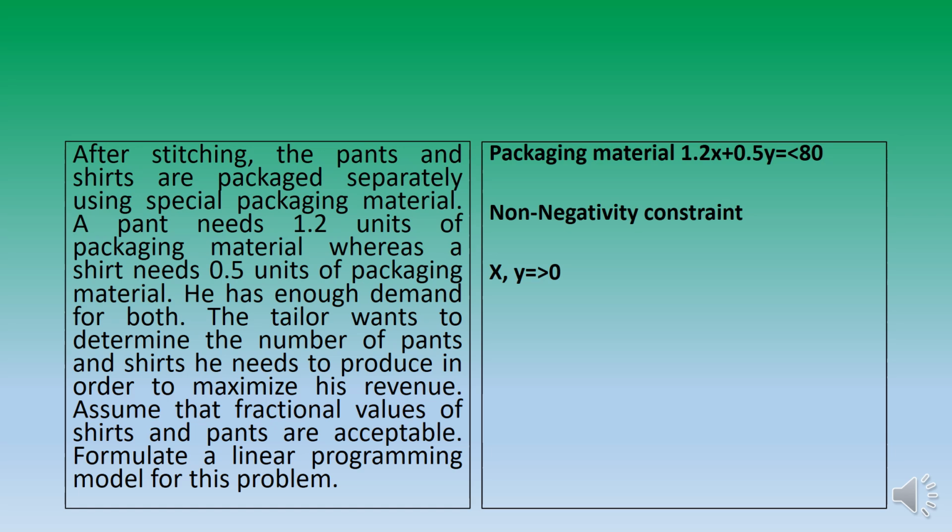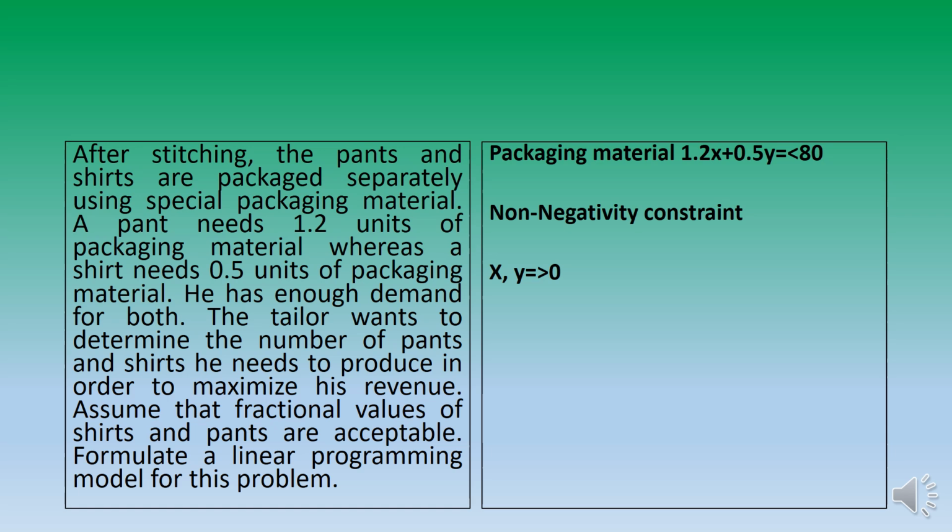The last is the non-negative constraint. We already know that no fewer than zero shirts can be produced. So it must be there. Without this, the linear program cannot be solved. He has enough demand for both.